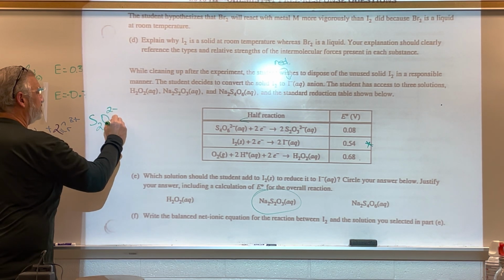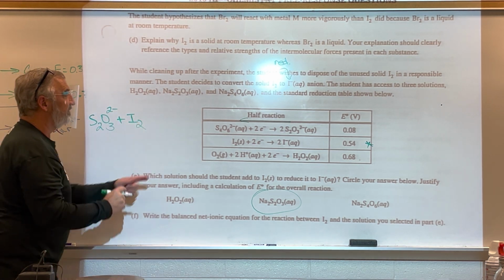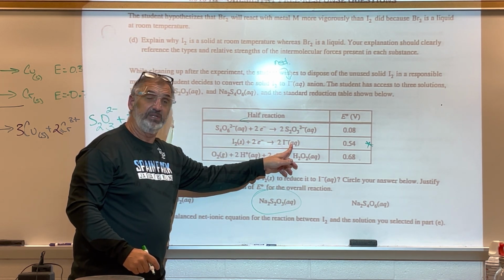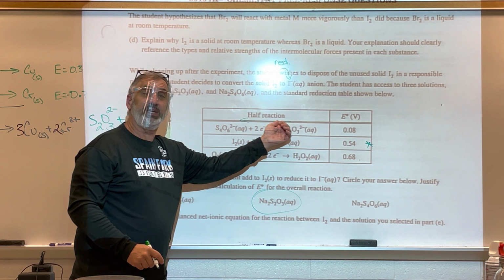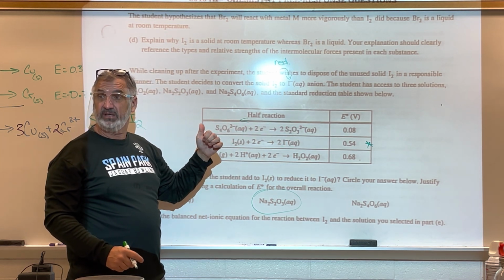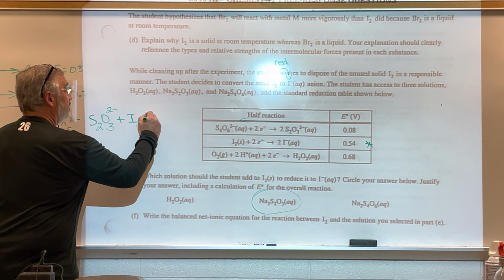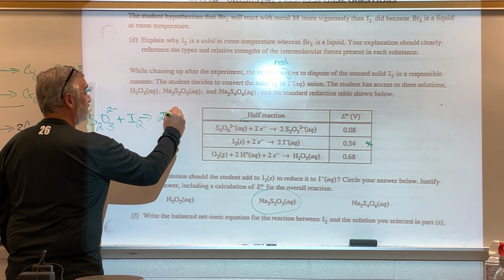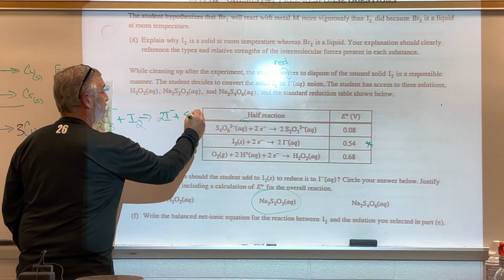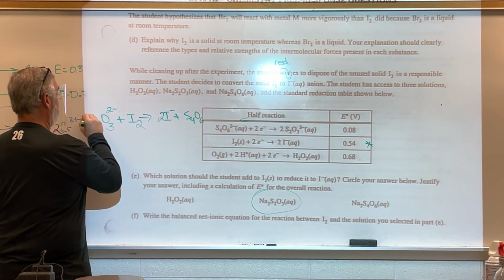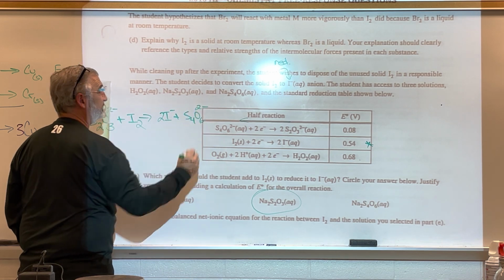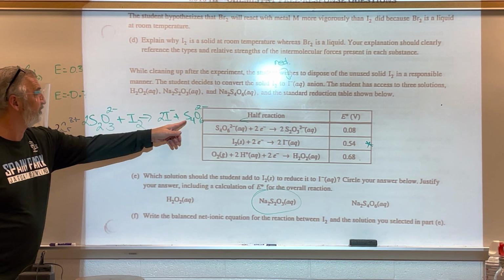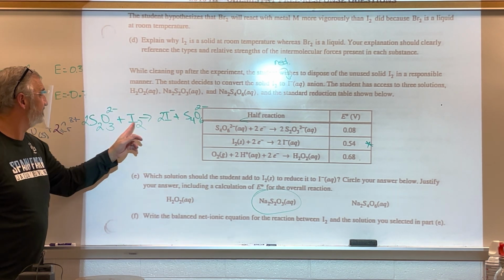S2O3 2 minus plus I2. So again, this one is being reduced, so we're going to start and go left to right with this one. This one's being oxidized, so we're going to go right to left with it. Goes to 2I minus plus S4O6. It's 2 S2O3 on the left side. Okay, so now we have 4 and 4, 6 and 6, 2 and 2.